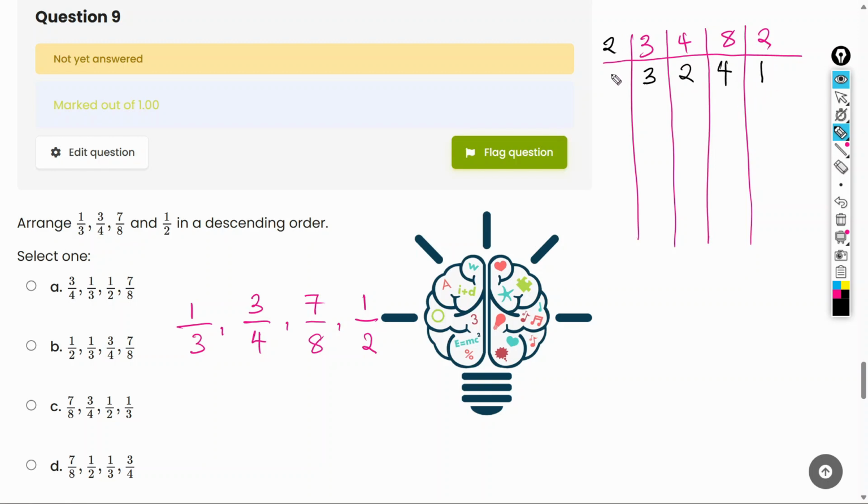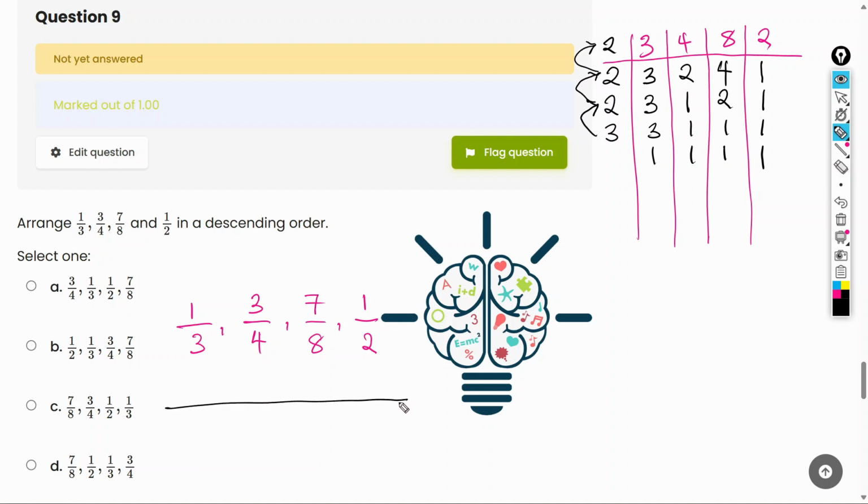We can still use 2. 2 into 3 will bring down 3. 2 into 2 is 1. 2 into 4 is 2. We bring down 1. 2 can still go. Bring down 3. 1, 1, 1. Now we use 3. 1, 1, 1, 1. We are done. Our LCM is 3 times 2, 6. 6 times 2, 12. 12 times 2, 24. So the LCM is 24.